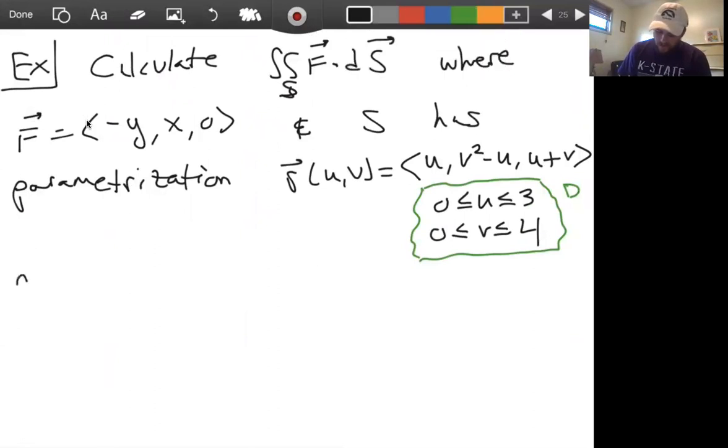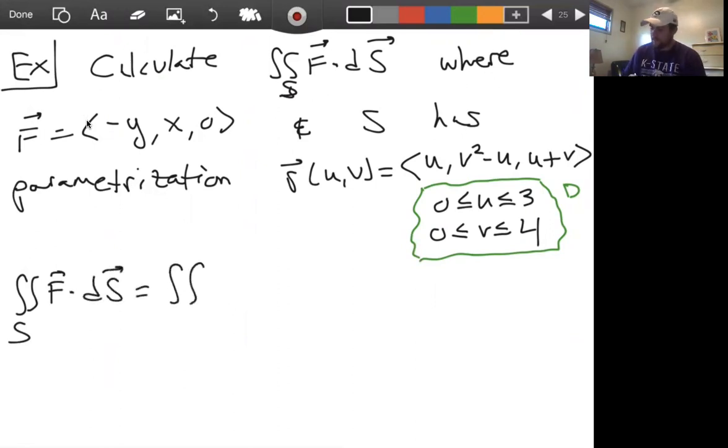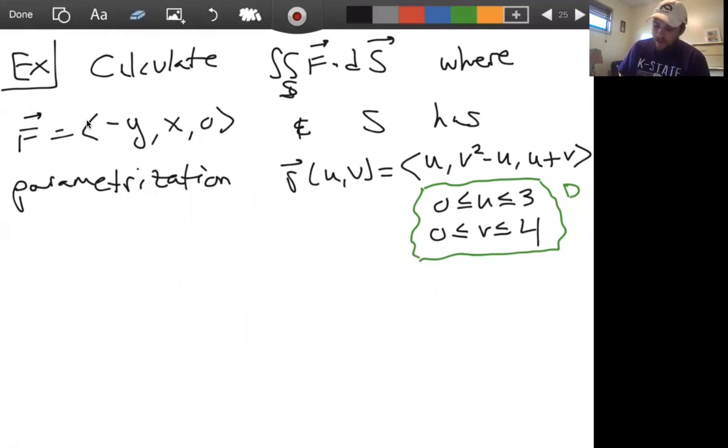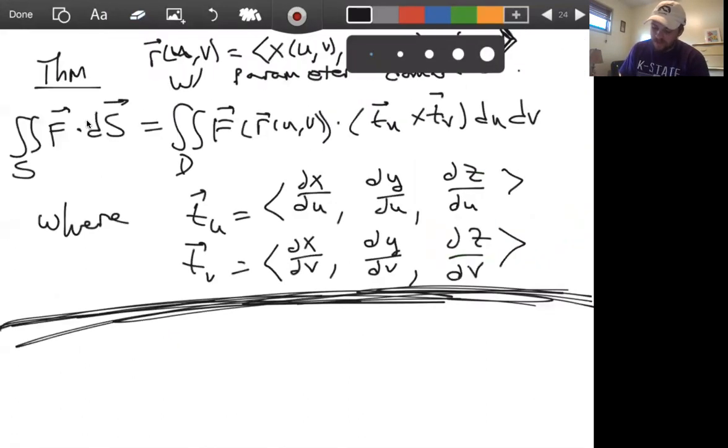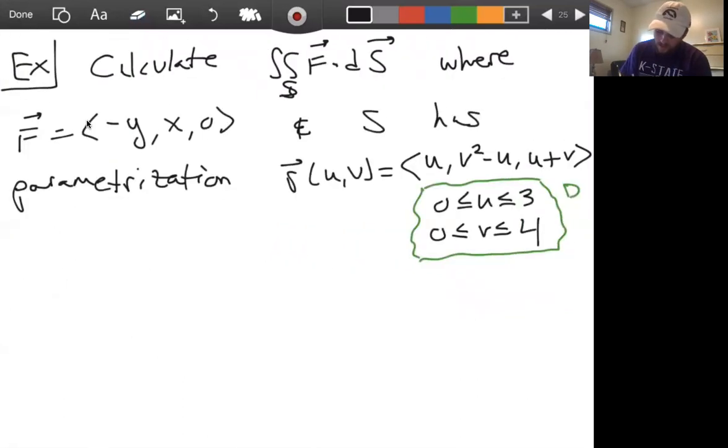So let's calculate this integral over S of F dot dS using the formula. Well, what do we need? Before we calculate this, I tend to like to break these problems into pieces. What's the first piece we need? We need F of r of u,v. So what is F of r of u,v?